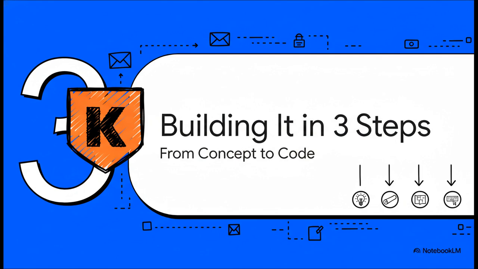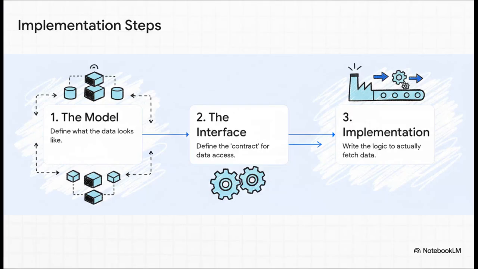All right, that's enough theory. Let's see what this actually looks like in Kotlin. And you know what? It's surprisingly simple. It really just comes down to 3 basic steps. So here's the game plan. First, we'll define the shape of our data with a model. Next, we'll create the contract using an interface. And finally, we'll write the actual code that does all the work in the implementation. Let's break them down one by one.